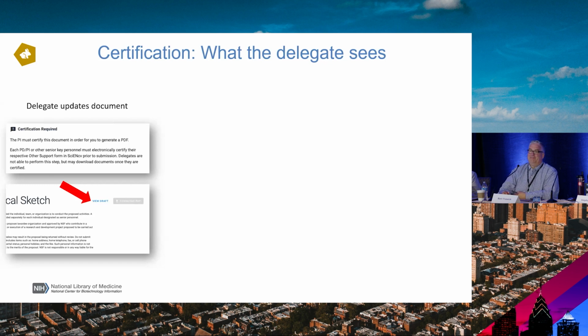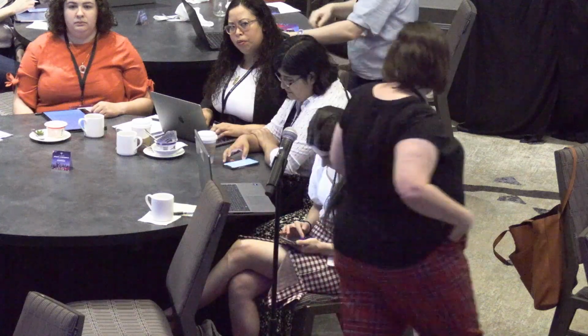Great, we got a question. To that end, I'm going to ask the question for the delegates, is there any way to see whether something has been updated since the last approval? If it has been updated since the last approval, then that button will change from download PDF to notify PI. Okay, excellent. Thanks for that. You bet.